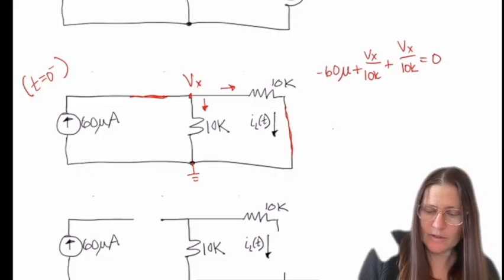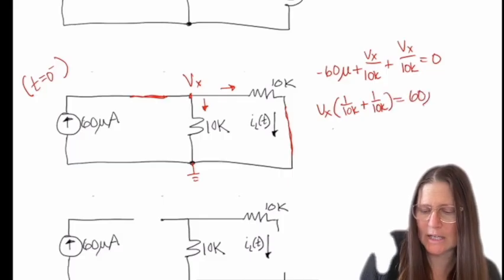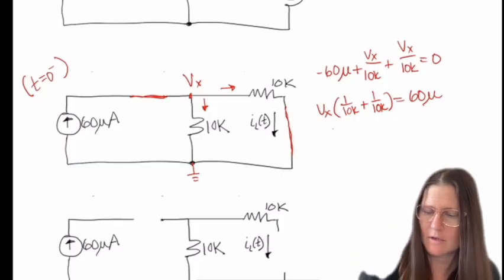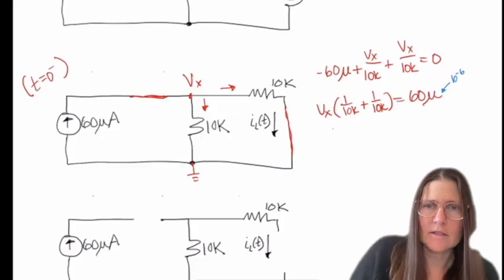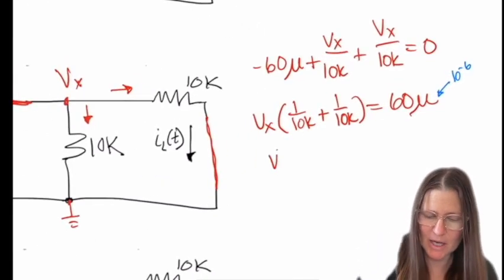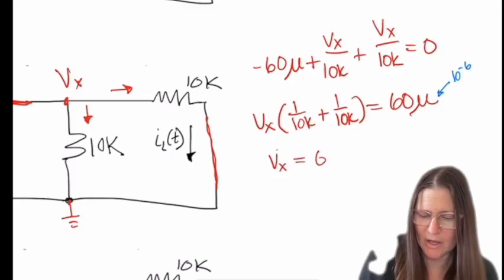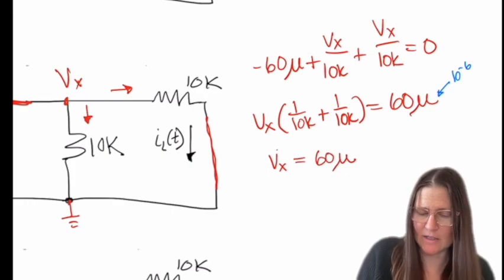So now I can solve this for Vx. So I have 1 over 10K plus 1 over 10K is equal to 60 micro. And again, remember micro is 10 to the minus 6. And then combining these, I'm going to just combine them and multiply them. So 1 over 10K plus 1 over 10K is 2 over 10K. So I can do 10K divided by 2.